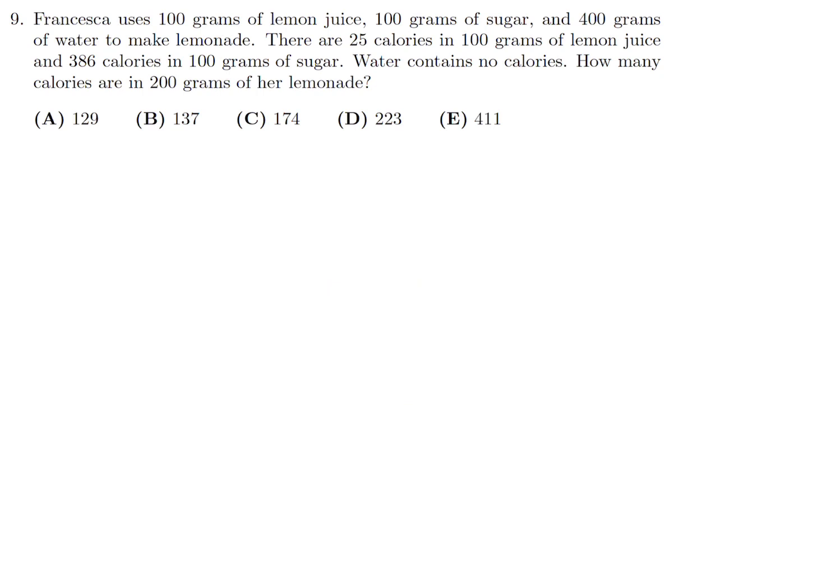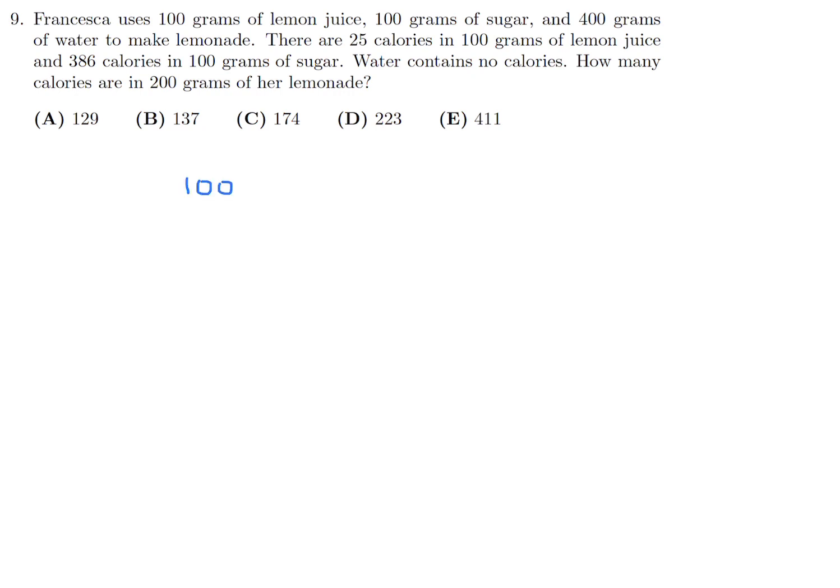Francesca uses 100 grams of lemon juice, 100 grams of sugar, and 400 grams of water to make lemonade. There are 25 calories in 100 grams of lemon juice and 386 calories in 100 grams of sugar. Water contains no calories. How many calories are in 200 grams of her lemonade?